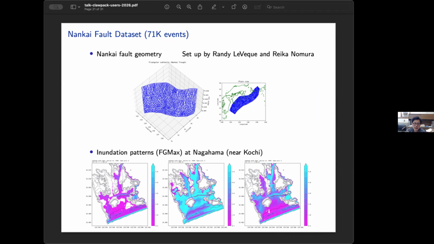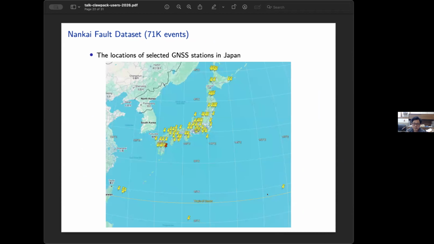And then we calculated the FGMax or inundation pattern results by running GeoClaw simulations for randomly generated scenarios. This is a region near a city called Kochi, that's very near shore. You see that there's a lot more variability in this inundation pattern compared to the tsunami waves you see in the Strait of Juan de Fuca.